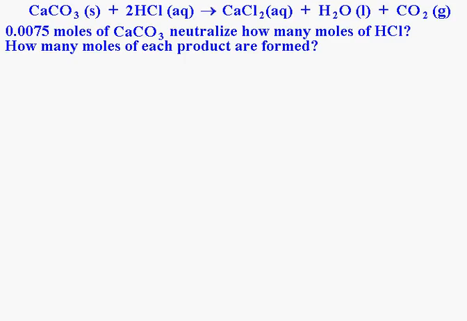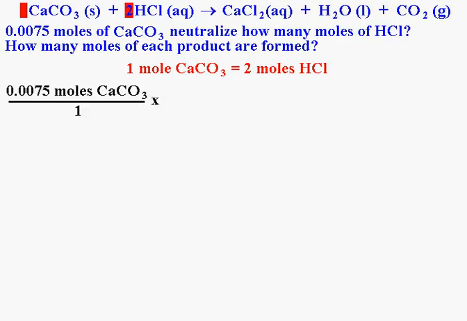The chemical equation relates moles of one substance to moles of another substance. If I look next to the CaCO3, there's no number there. That means we assume it's 1. Next to the HCl, there's a 2. So these two numbers tell us that 1 mole of CaCO3 equals 2 moles of HCl. That's a conversion relationship. So now I can convert between moles of CaCO3 and moles of HCl.